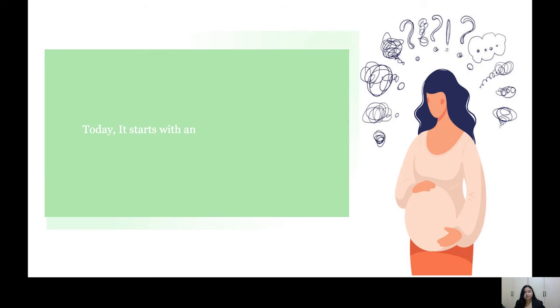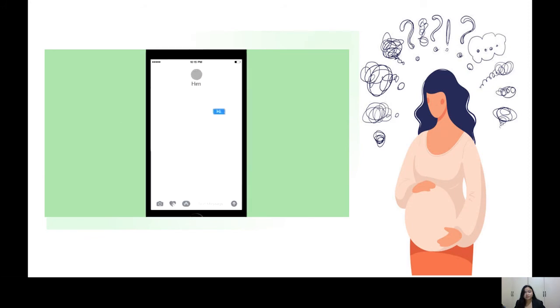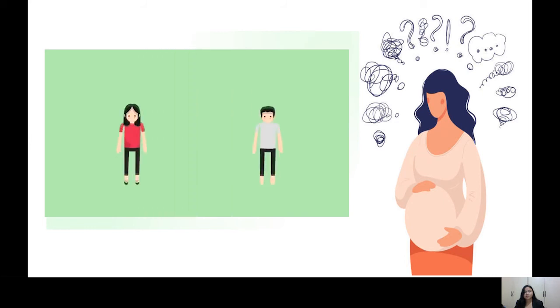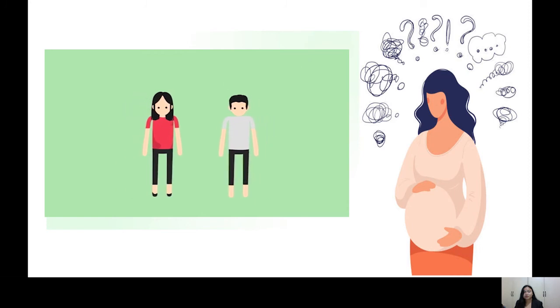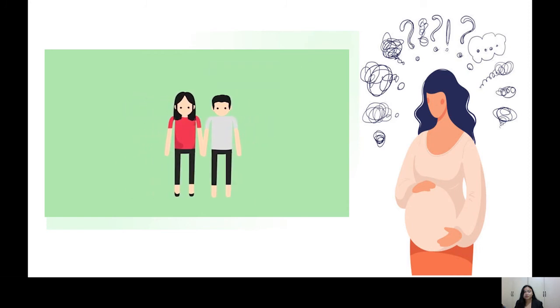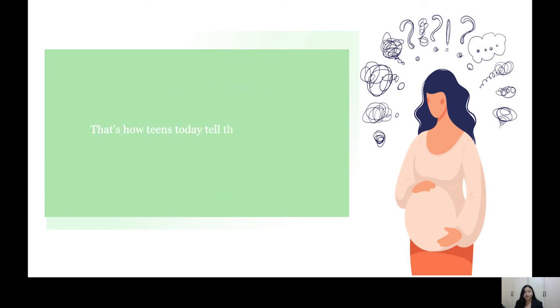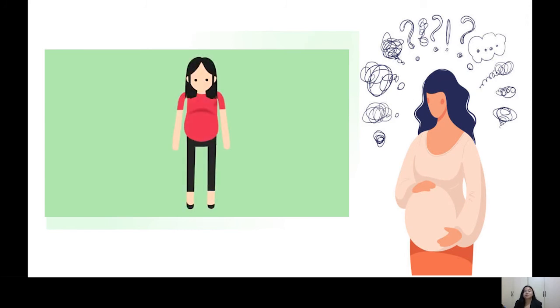Today, it starts with an innocent text message. Hi. How are you? Then, I like you. Then, I love you. Then, I want you. That's how teens today tell their love story. But does it have a happy ending? Not for this girl. This girl will get pregnant more likely at age 17.